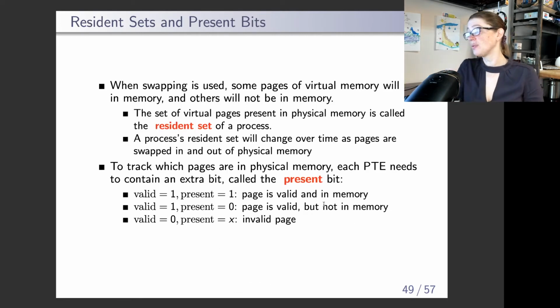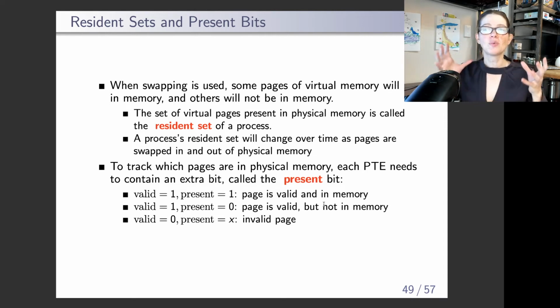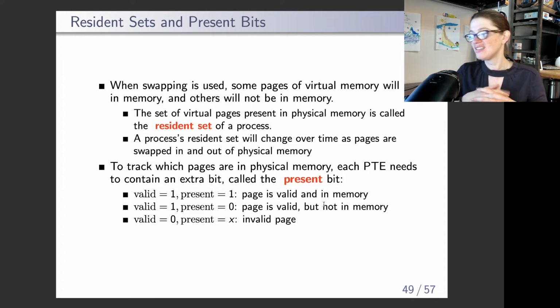So how does this actually work? We're going to need to add some bits to our page table entries. First off, we're going to add a bit called the present bit. What the present bit indicates is: is this page in physical memory or not? The set of all virtual pages that are actually present, that is, they have their present bit set to 1, we call the resident set of the process. What is actually in memory right now is the resident set.